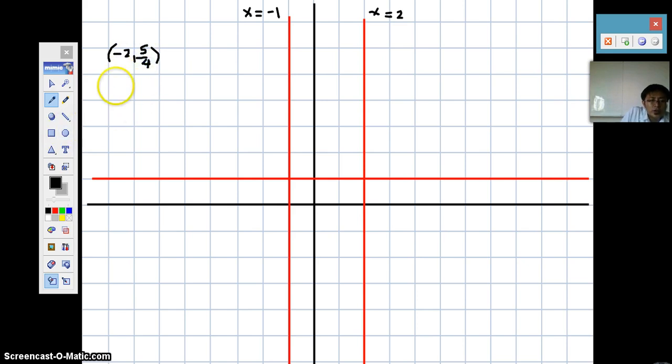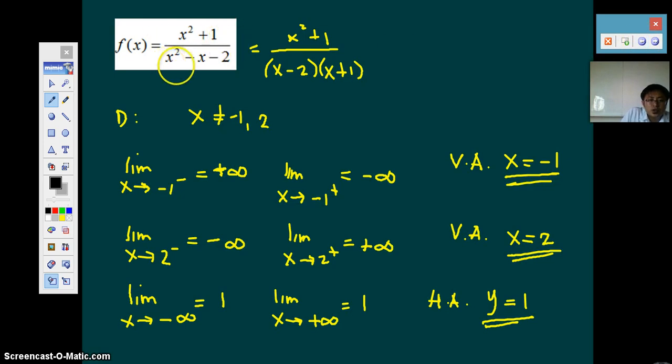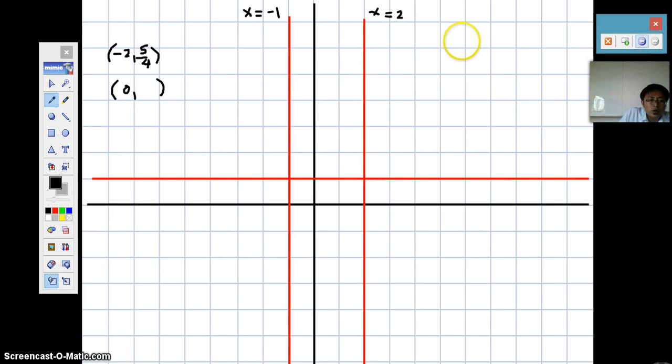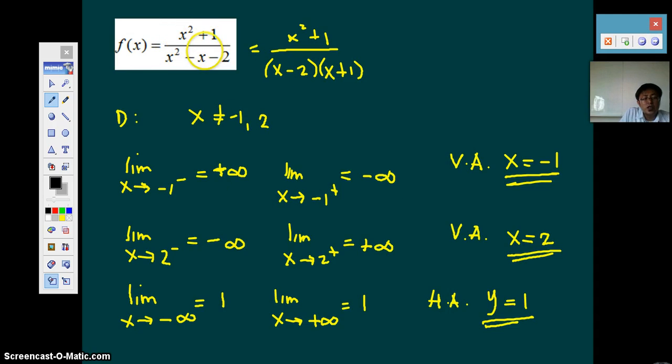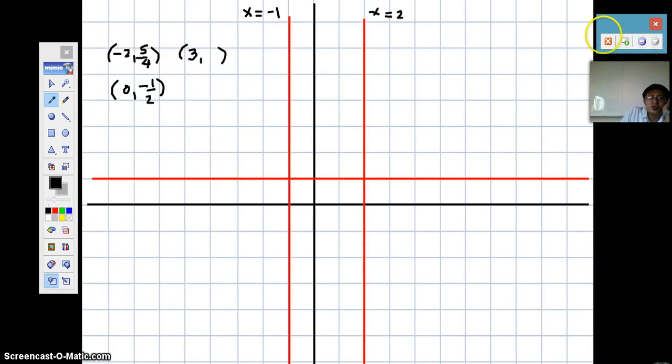Let's plot it later. We can also use the point 0. The y coordinate would be 0 squared plus 1 over 0 minus 2, that would be 1 over -2, which is -1/2. So we have the point (0, -1/2). Then we can use the point 3, to the right of the second asymptote, x equals 2. If x equals 3, you have 3 squared, 9 plus 1, that's 10. 3 squared is 9, minus 3 is 6, minus 2 is 4. So you have 10 over 4, that is 5 halves.